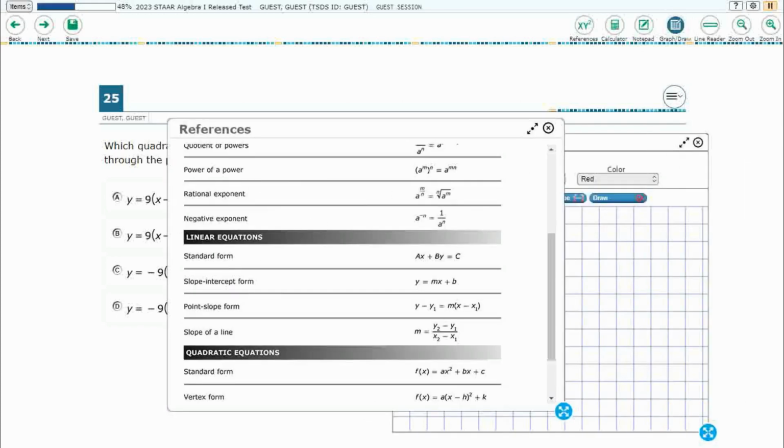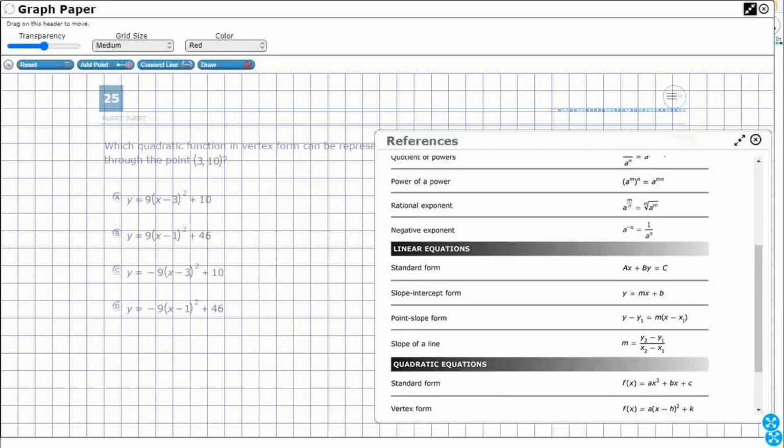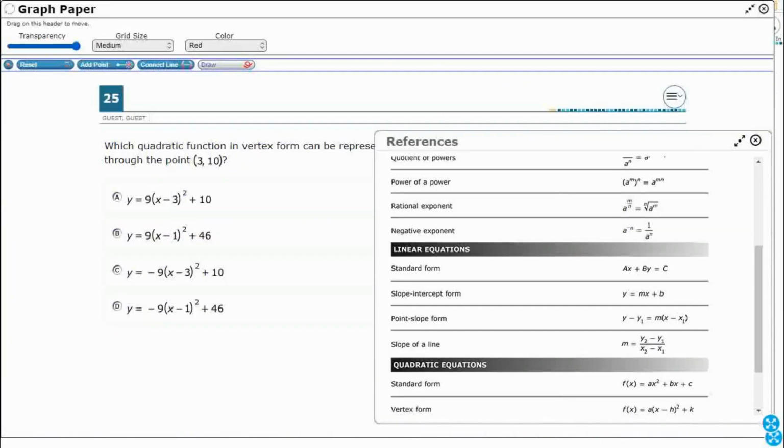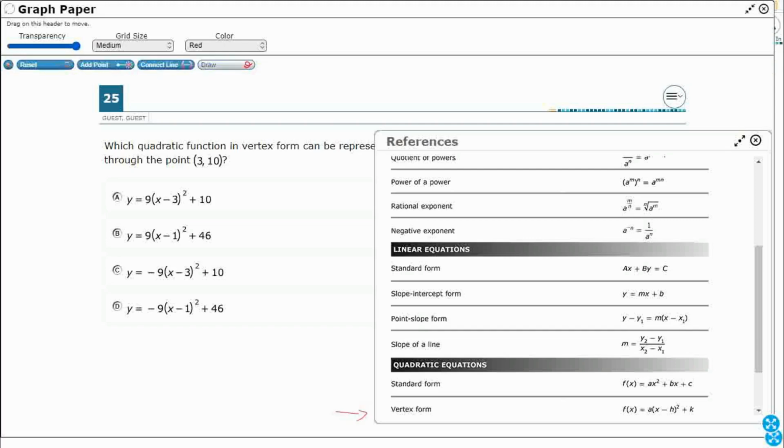So let me expand this out here. We're going to increase the transparency. So we need that vertex form. If we just follow that form, we should be fine. Okay? So we've got this f of x, and we've got y instead of f of x. So let's just say y equals a times x minus h squared plus k.